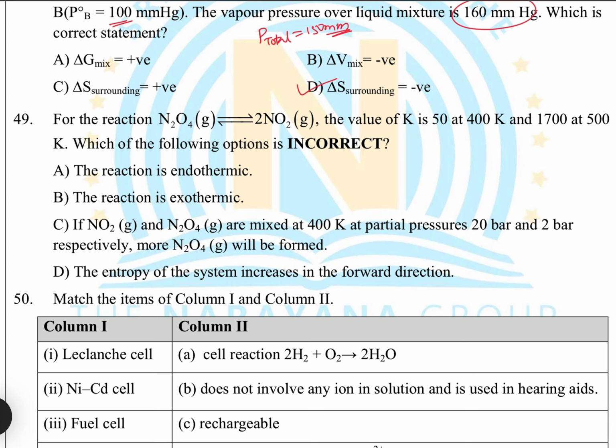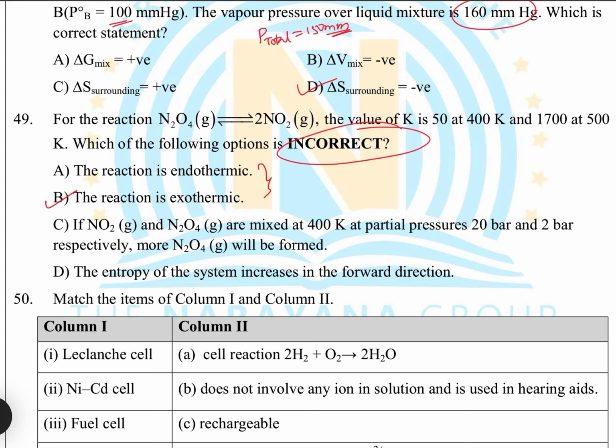49th question, you see. Again incorrect. When such two options are given, any one of them must be right, because there is no reaction in chemistry which is having neither exothermic nor endothermic property, it is either exothermic or endothermic. So here you can easily check this. My key says it is exothermic.